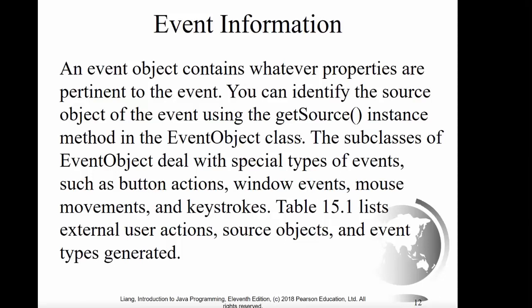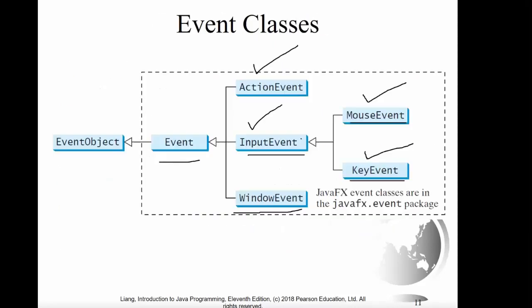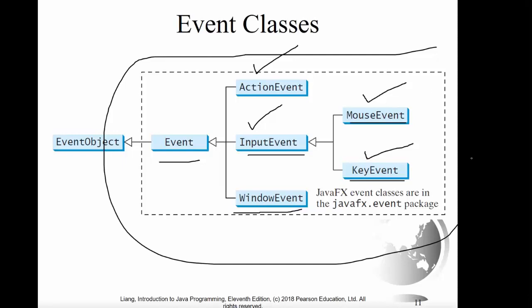You can ask the event many things. The event will tell you everything about the source. You can ask the event, what is your source? Which object fired you? What is the button? What are the mouse coordinates? It depends on the type of the event. Again, here we have types of events.